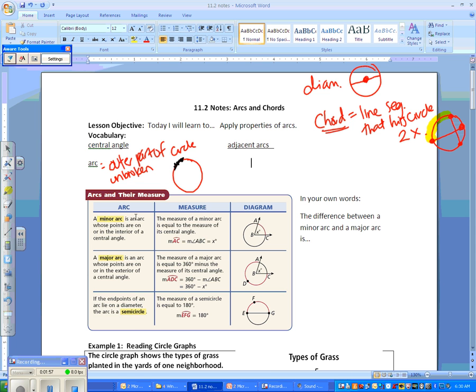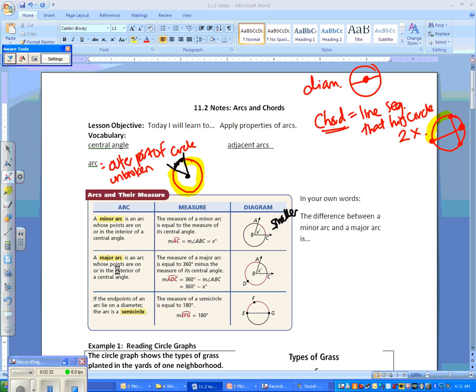A minor arc is an arc whose points are on the interior of a central angle. So you can think of a minor arc as being smaller. So for example, in this one, if we have this ray hitting it, this is the center, if we were talking about this part of the arc, this is small, it's within those 2 line segments, it's going to be minor. If we're talking about a major arc, we're talking about the bigger part, so we're talking about all this part.